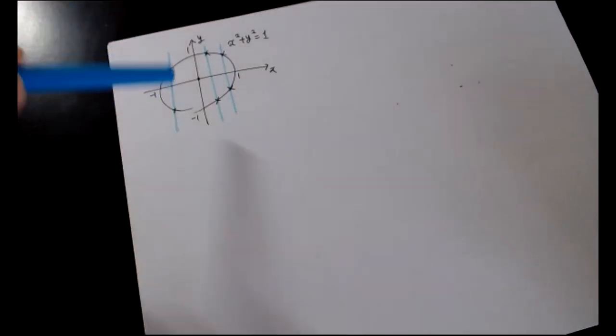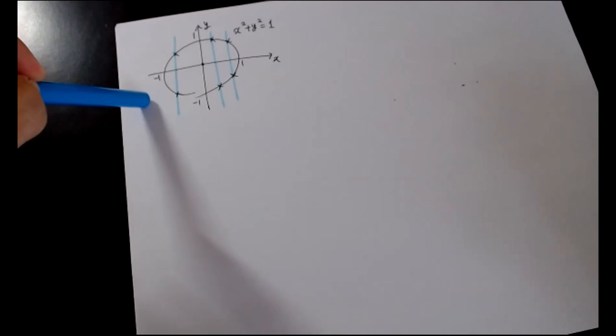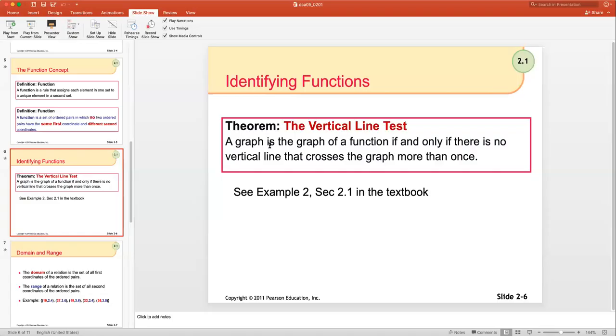So this circle does not pass the vertical line test. Okay, so a graph is the graph of a function if and only if there is no vertical line that crosses the graph more than once. That's what the theorem says. Now we'll see the examples in the textbook. Give me a second.